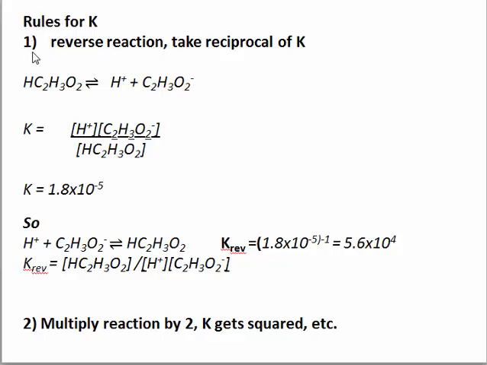In this module of this unit, I should say. One rule, or one property, is that if you consider the reverse of a particular reaction, its equilibrium constant will be the reciprocal of K.